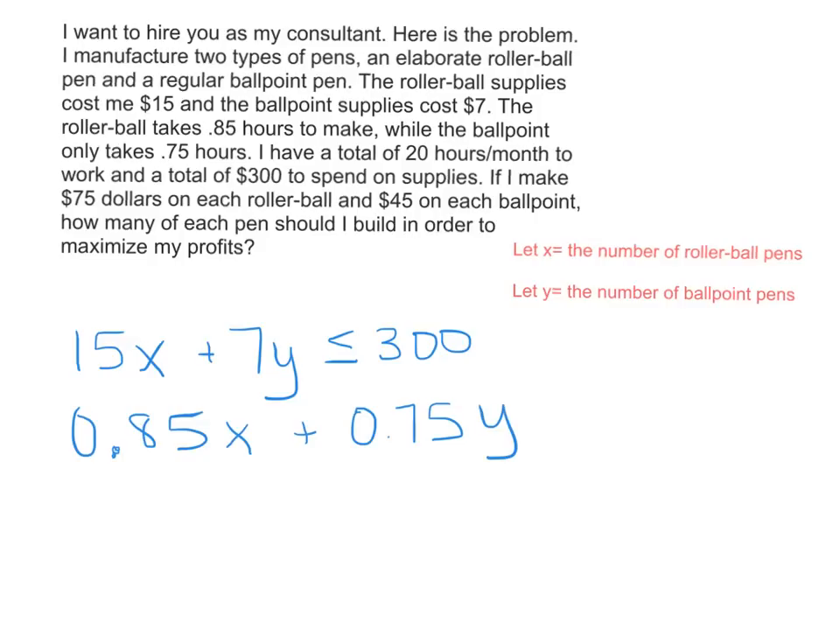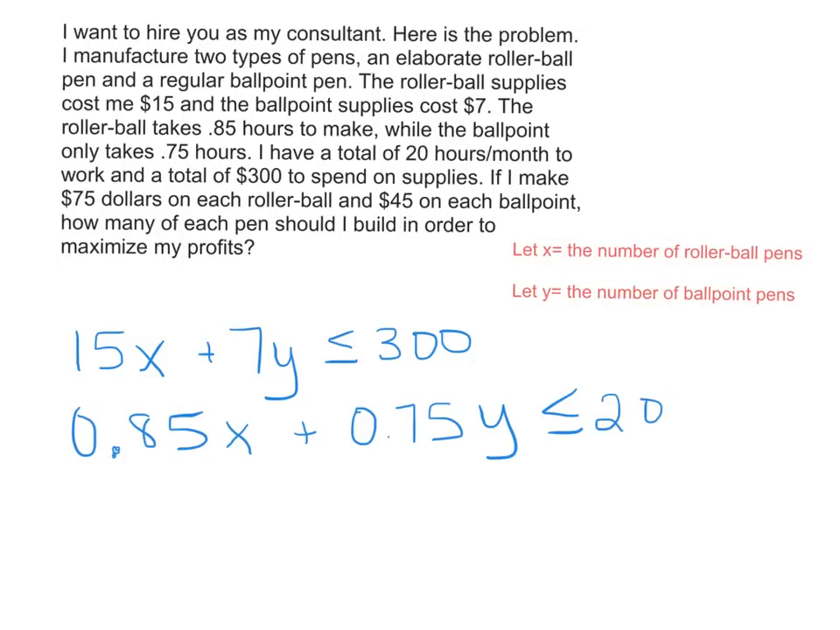Okay, then we look at the total amount of time that we have. It says I have a total of 20 hours per month to work. So a total of 20 hours. So we can spend no more than 20 hours. So we can spend less than or equal to 20 hours.